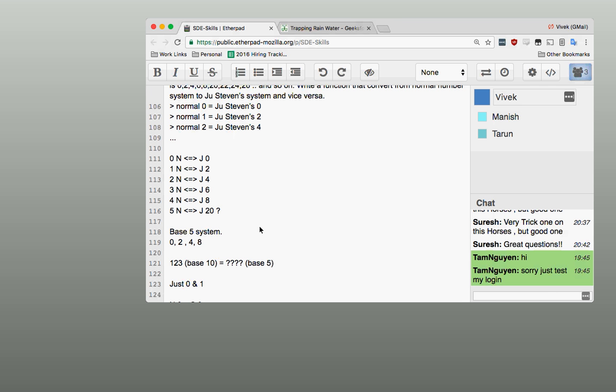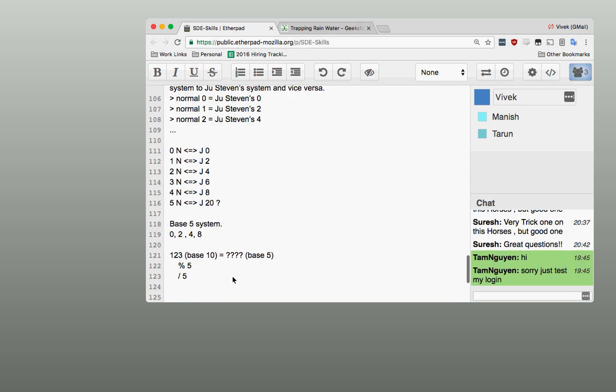How do you do that first? Well, the first time I multiply by 2. No, first thing, for a base number, if you take mod 5 it will give you the remainder, and dividing by 5 will give you the quotient, and you keep repeatedly doing that. So 123 mod 5 is 3, right? Yeah, 123 mod 5 is 3.